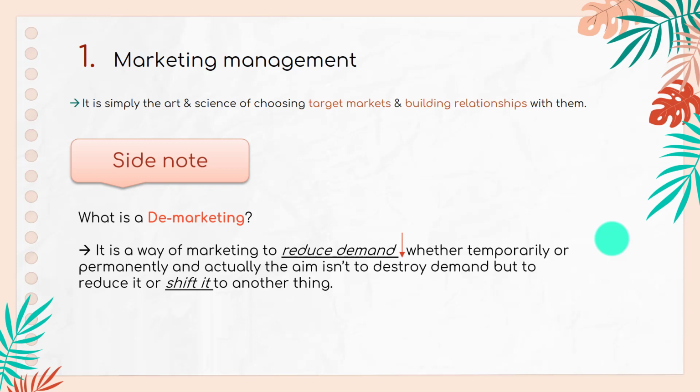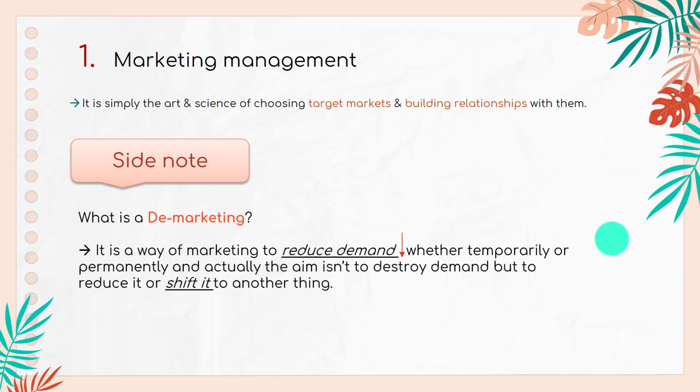So, for example, I'm right now producing some washing machines, but I want to start producing a new version of this washing machine and stop producing the first version so I can afford the second one. So what I'm going to do is reduce the demand regarding my first version of the washing machine so that I can shift your focus and demand to the second version, which is coming up. Okay? So this is called de-marketing. It's still a way of marketing.